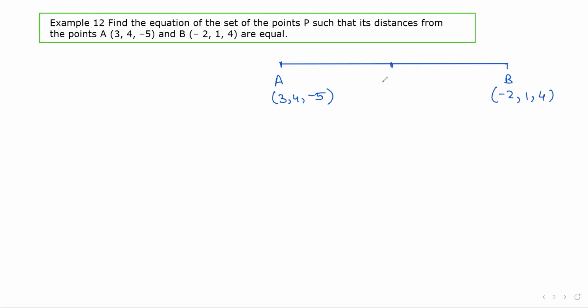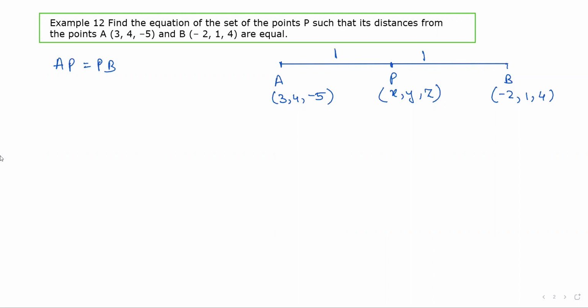So P can be any point which is dividing this AB in the ratio k is to 1, and let the coordinates of P be (x, y, z). It's given that the distances are equal. So instead of mentioning it in terms of ratio, it's given that they are equal. So the ratio would be 1 is to 1, or we can say that AP is equal to PB.